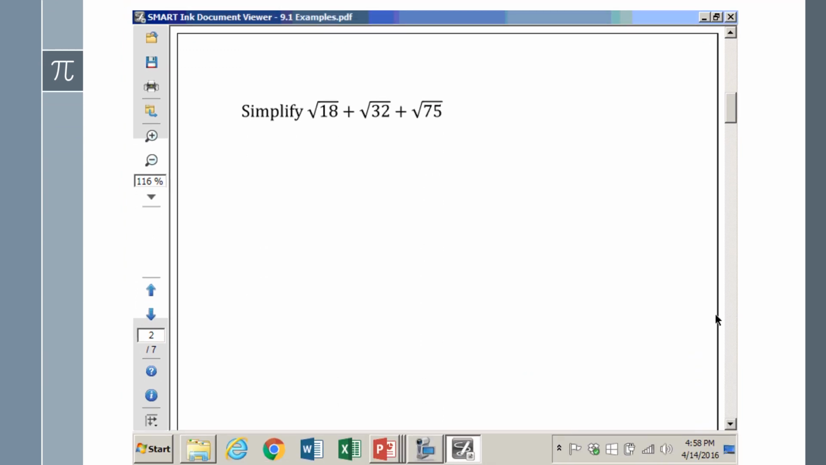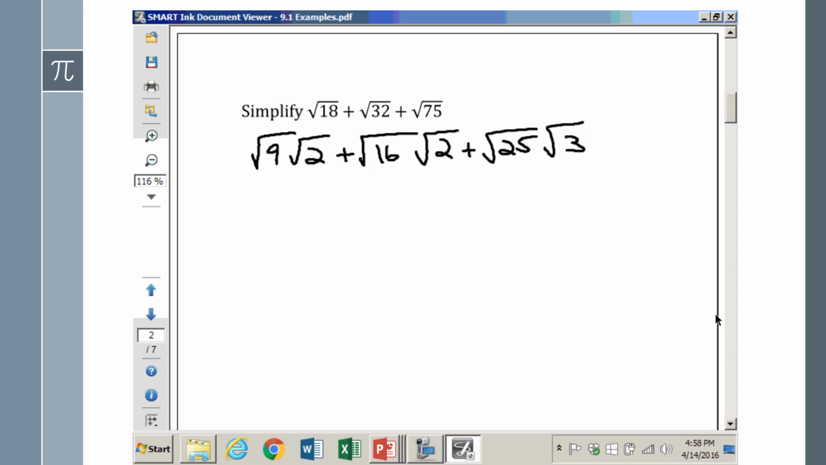The next problem we're going to be looking at is a simplification of radicals that we're going to be adding together. So we're going to take the square root of 18 plus the square root of 32 plus the square root of 75. In doing so, the first thing we want to do is go back to our initial methodology. What's the largest perfect square that goes into 18? That would be the square root of 9 times the square root of 2. Again, the square root of 16 times the square root of 2. And the last one would be the square root of 25 times the square root of 3.